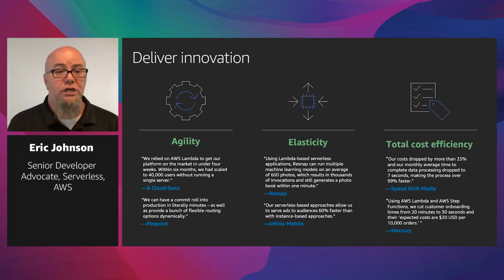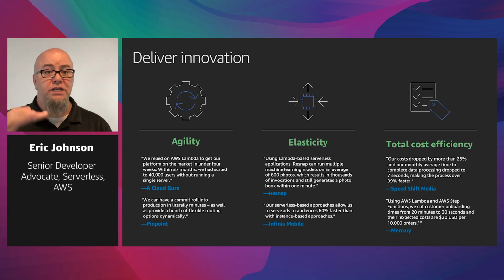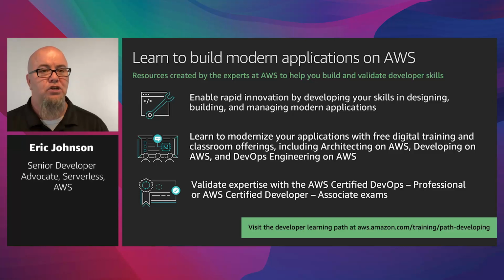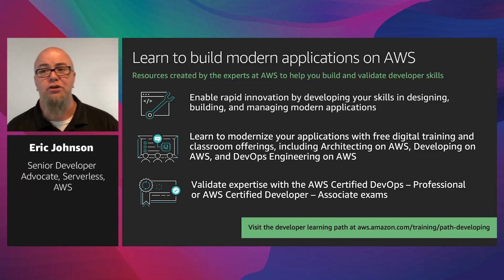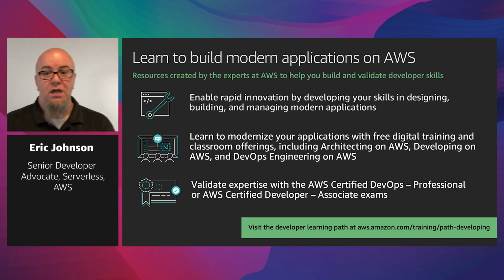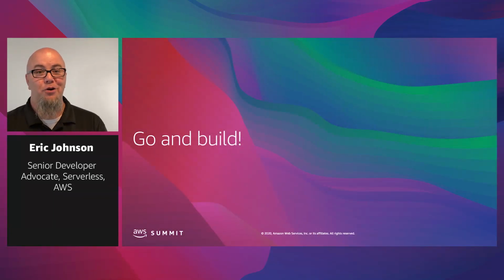So I encourage you, as you're looking at this, if you're looking to deliver innovation, to ask yourself, what approaches can we take to get the most agility? Let us handle the elasticity. Let us take care of that. And you take advantage of the total cost efficiency. Going forward, I encourage you to take advantage of our training classes. We have live instructor-led courses with accredited AWS instructors. You can see the link here at aws.amazon.com/training/path developing. And with that, I challenge you to go and build.